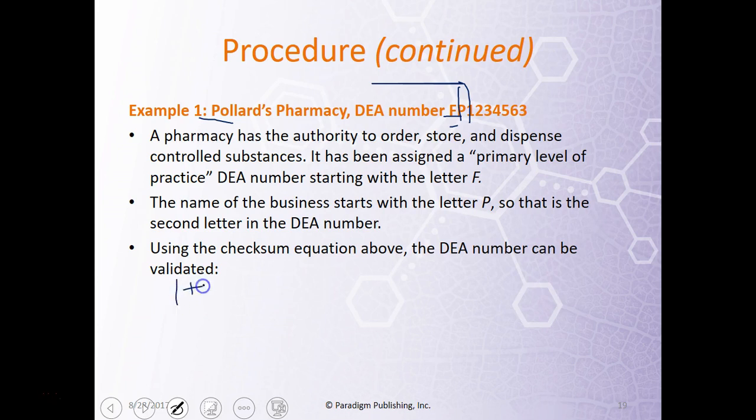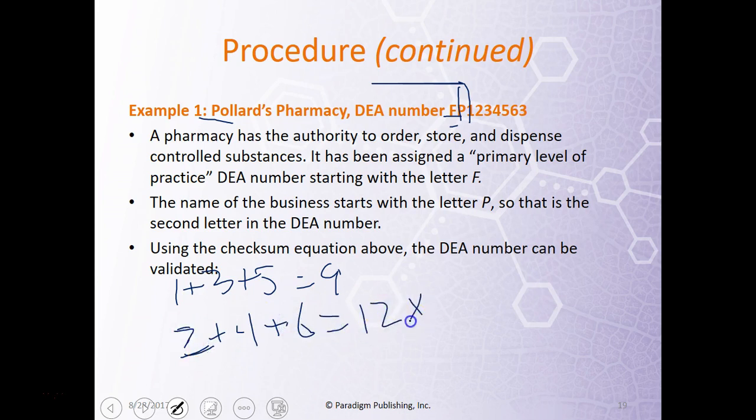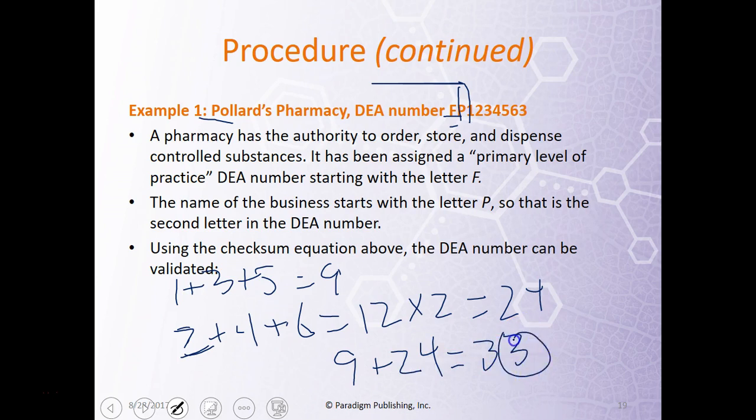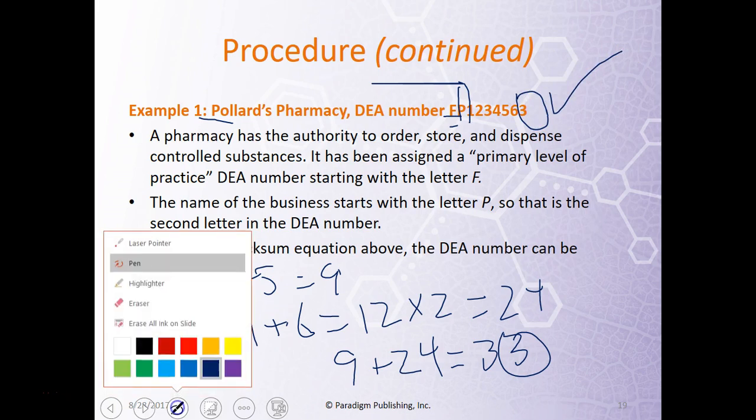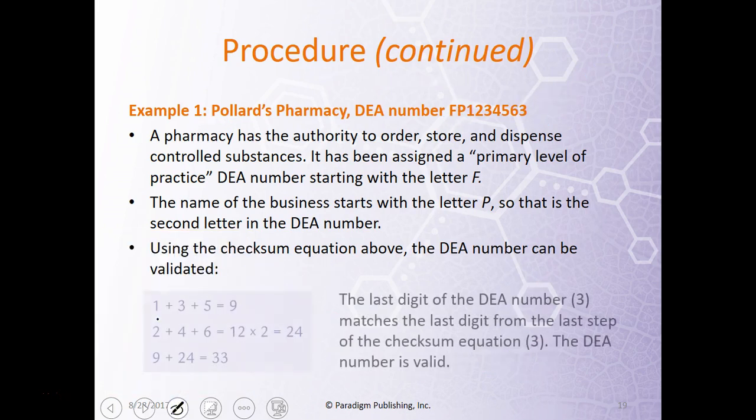So 1 plus 3 plus 5 is equal to 9. And 2 plus 4 plus 6 is equal to 12, times 2. Even numbers multiply by 2. That's 24. So 9 plus 24 is equal to 33. And it ends in 3, and we have a check. So that one is valid.